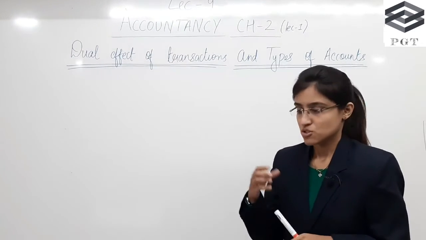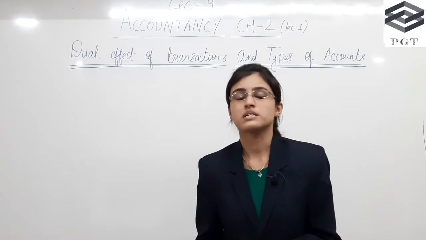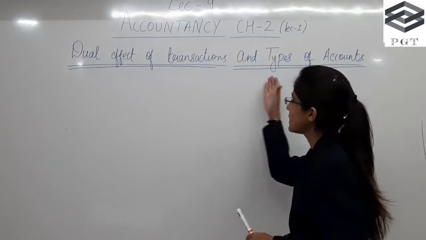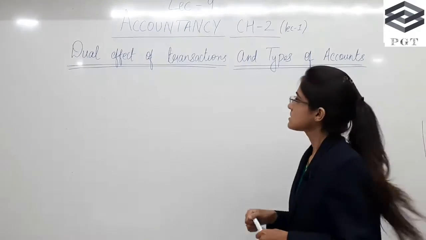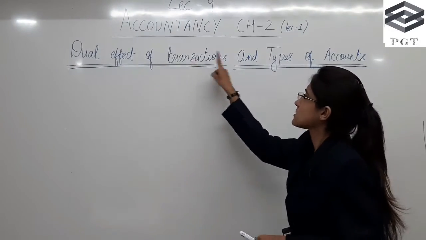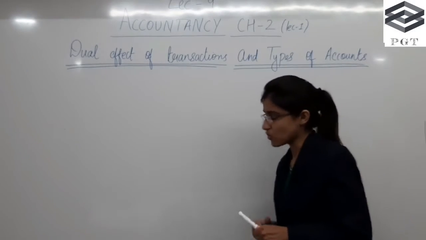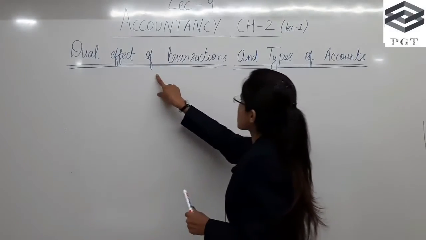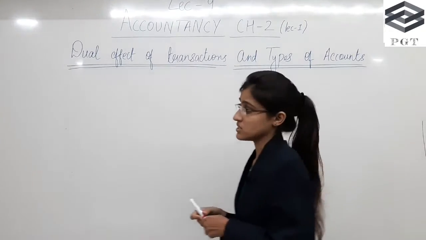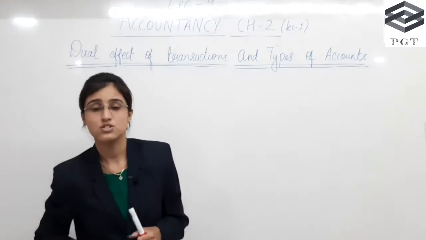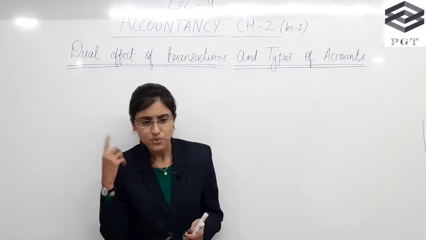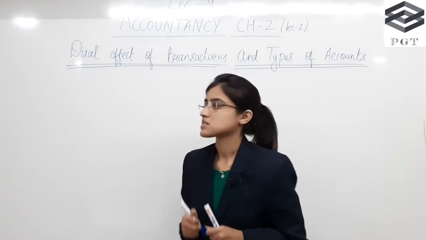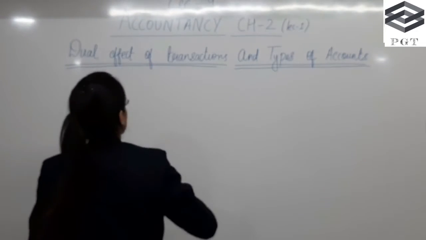Okay, so first of all, let us begin by understanding the meaning of the heading of the chapter. It says dual effect of transactions. First of all, dual is two. Effect of transactions. What is a transaction? We have understood this in chapter 1. Try to recall. What is a transaction?